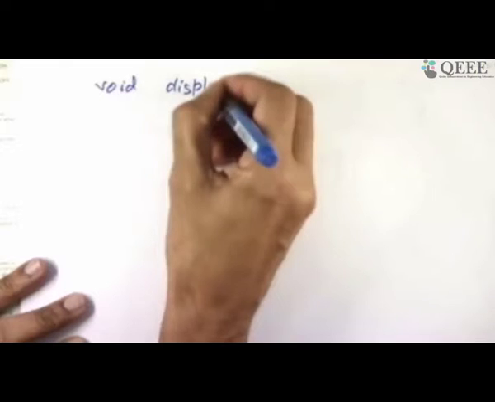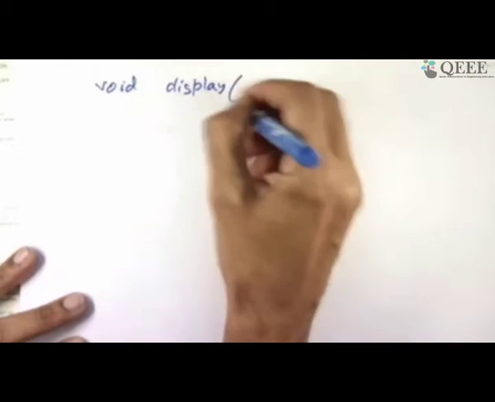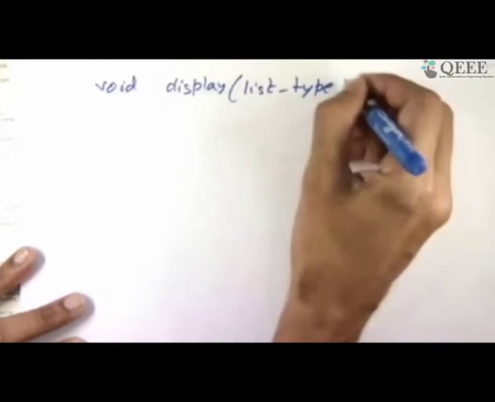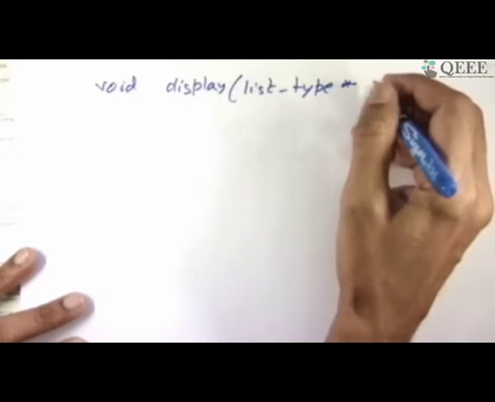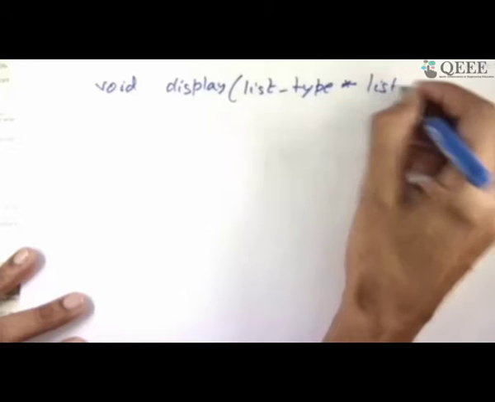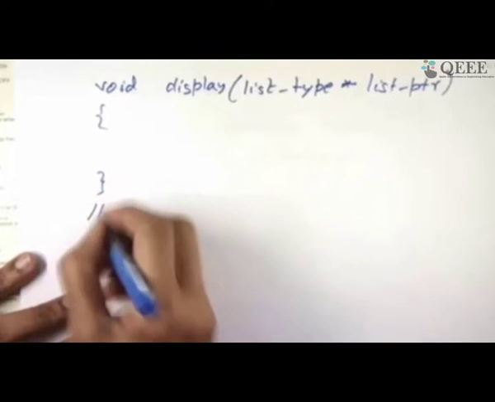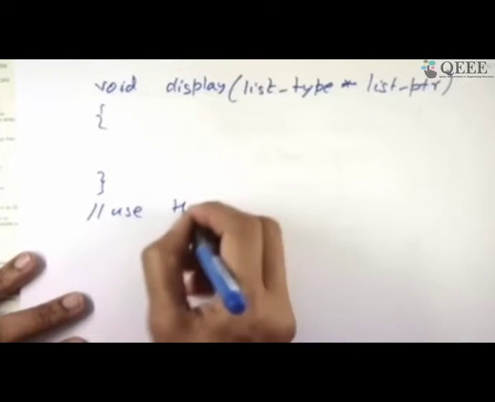So I had given my specification, and this is my question now. Void display, you must have had enough time to look at this, list_type star some list ptr. This of course is a chosen name, okay, and there is a specification. I want to use this in my code, use this function.